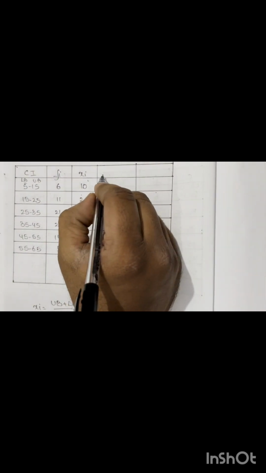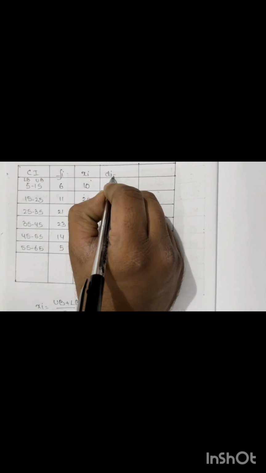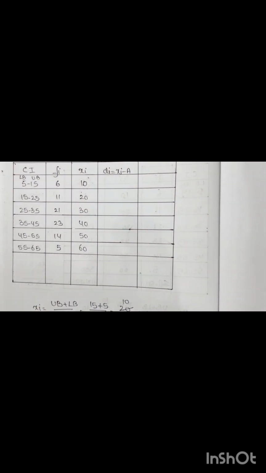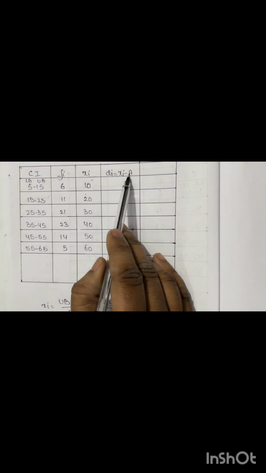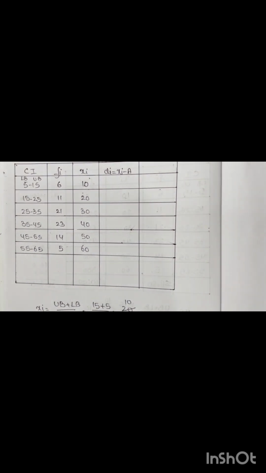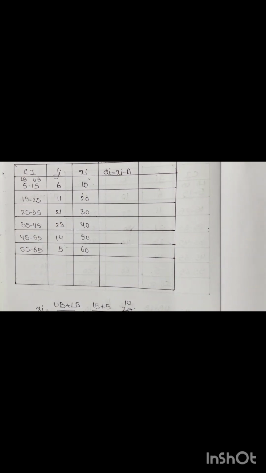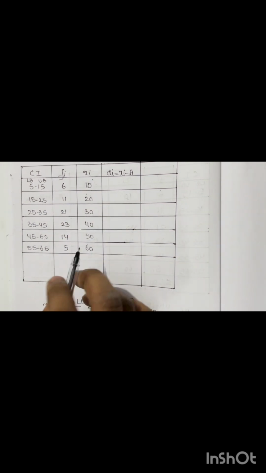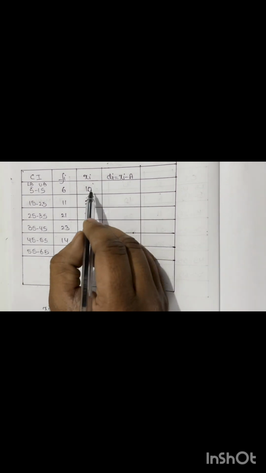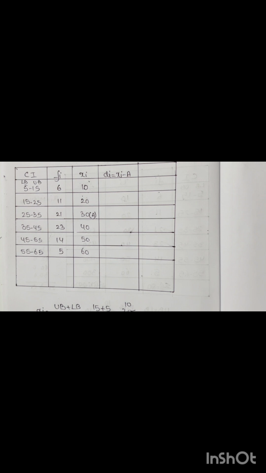Now the next column, the fourth, is known as di. Here we can calculate di by the formula xi minus a. Here the a means we are going to assume a mean. We are going to assume a mean among xi. You can take any one whichever you want among the xi, but try to take a middle one. So here I am going to consider 30 as a.